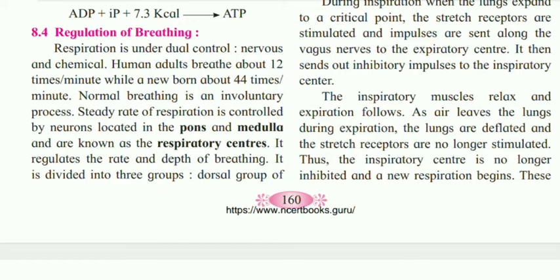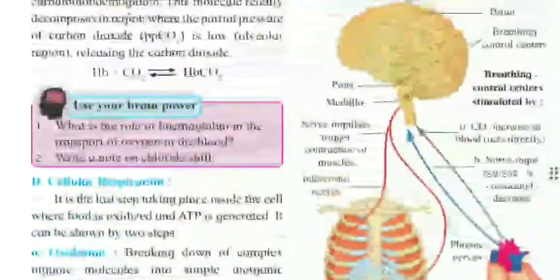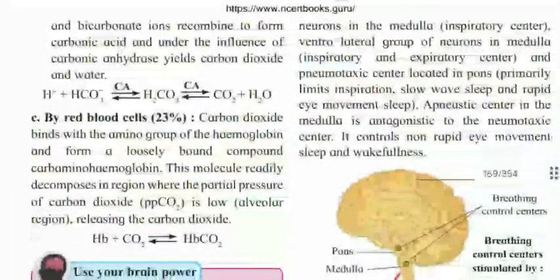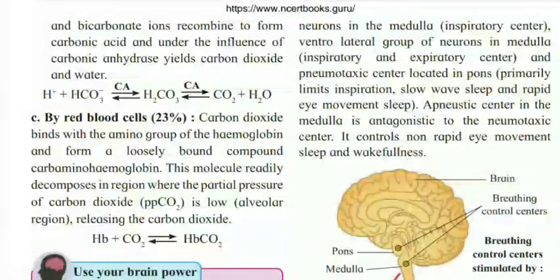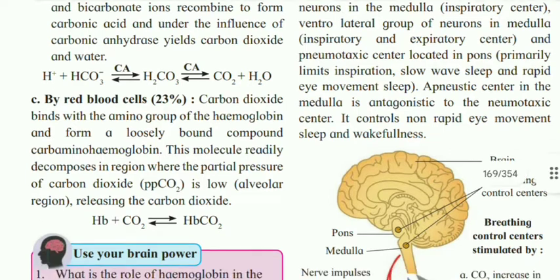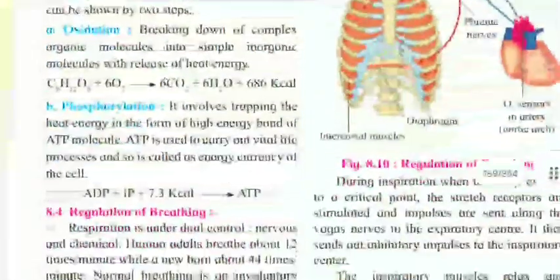It is divided into three groups: dorsal group of neurons in the medulla, ventral lateral group of neurons in the medulla, and pneumotaxic center located in pons. Slow wave primarily limits inspiration, slow wave sleep, and rapid eye movement sleep. Apneustic center in the medulla is antagonistic to the pneumotaxic center. It controls non-rapid eye movement sleep and wakefulness. You can see the diagram.